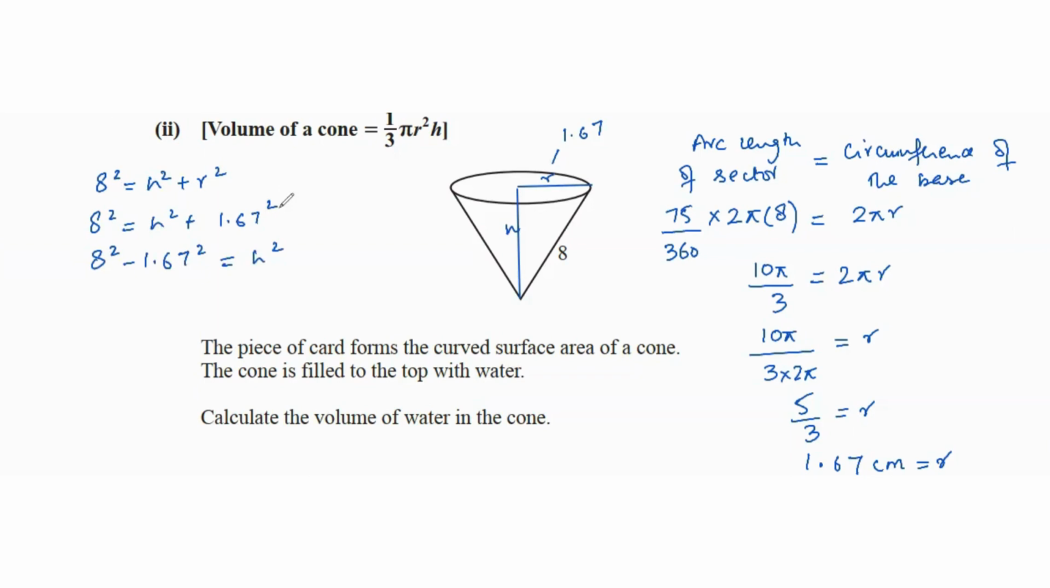So that is going to give us 61.21, and we square root that, 7.8 centimeters. So your volume will now be 1 over 3 times pi times 1.67 cube times 7.8. So that's going to equal 22.9 centimeter cube.